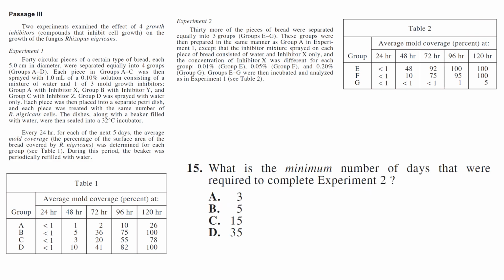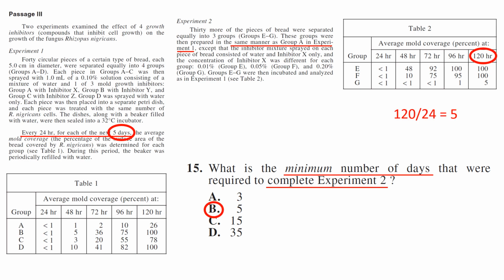What is the minimum number of days that were required to complete the experiment in experiment 2? So 120 hours, and that is the same as in experiment 1. So 120 hours is 5 days. You could have said 120 divided by 24 equals 5. So either way you choose to get this answer, it is B, 5 days.